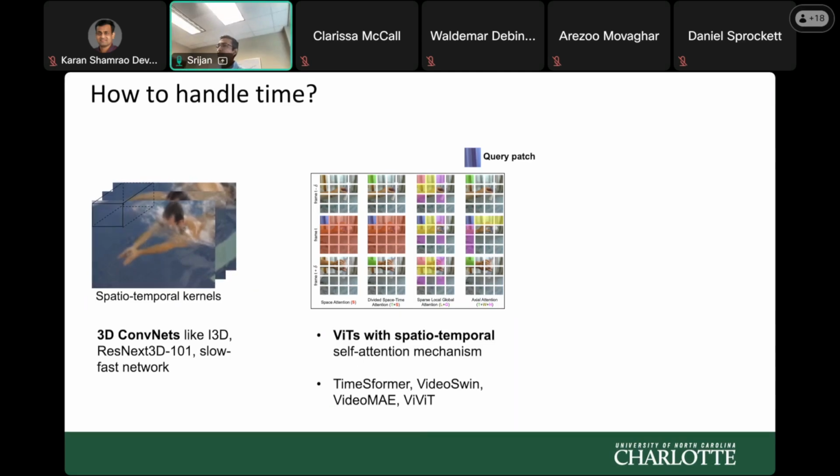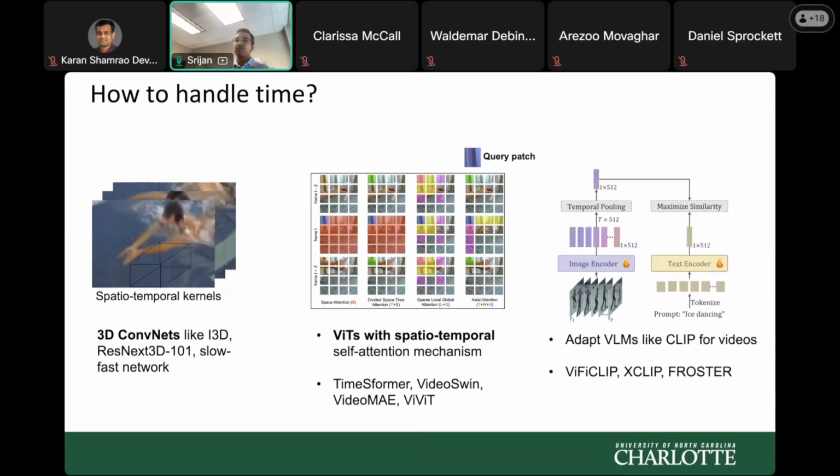And now in 2025, people use foundation models. So there are models like CLIP, where you have a vision encoder and a language encoder, and there has been an attempt to bridge the gap between vision and language encoders, and these kinds of dual encoder architectures are used nowadays for understanding videos. So these are the three different kinds of designs that people are using from time to time, depending on the problem and the scale of data they have.